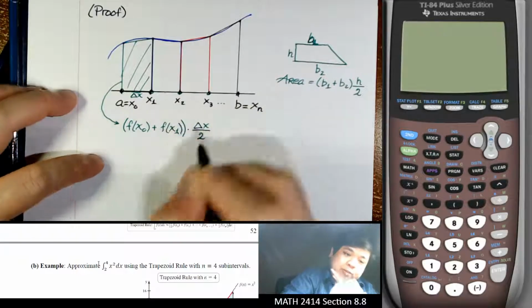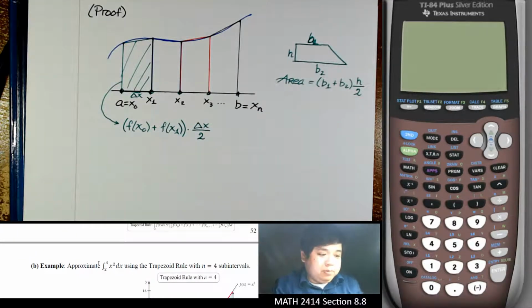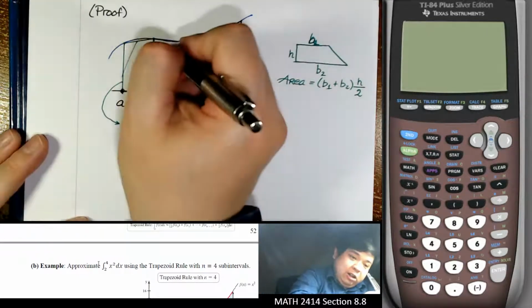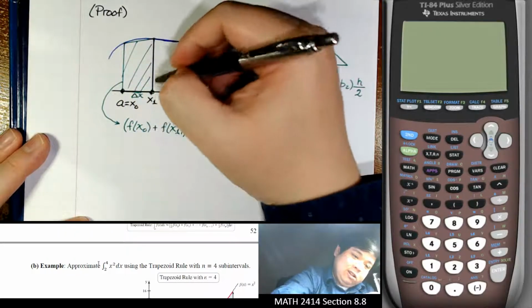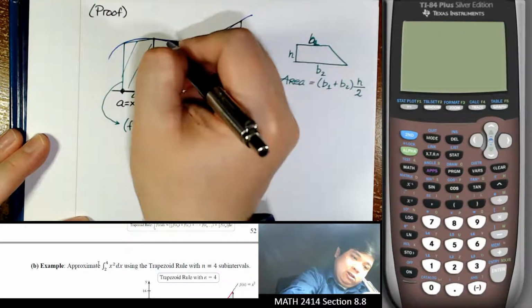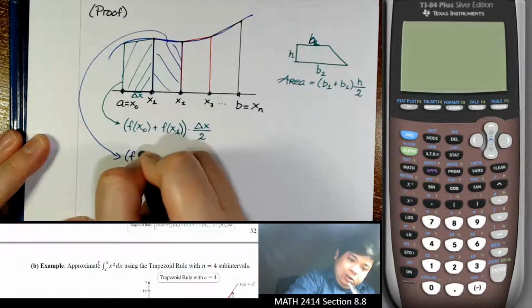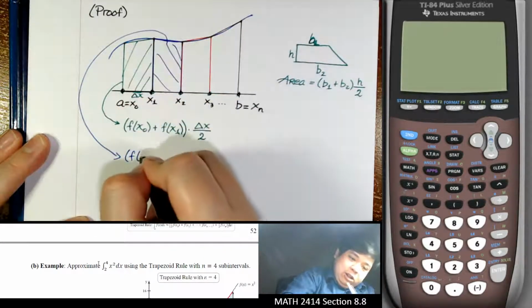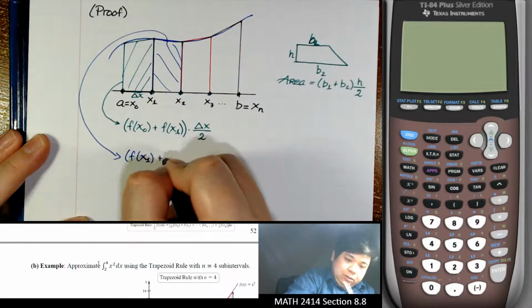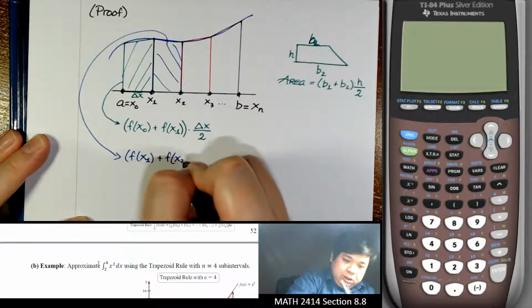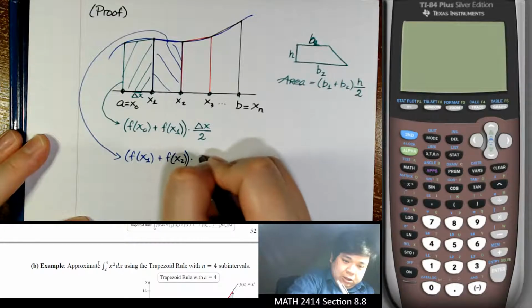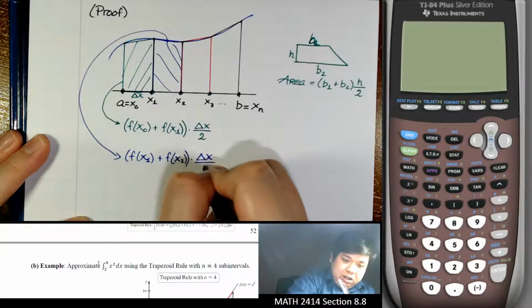Divided by 2. That's the first trapezoid. The second one: base 1, base 2, times the height divided by 2.